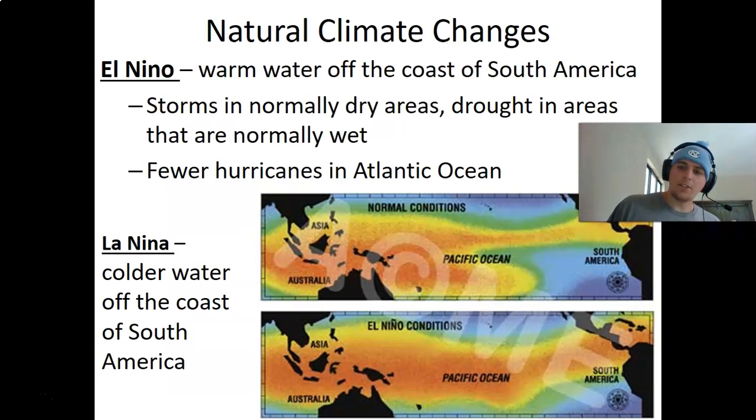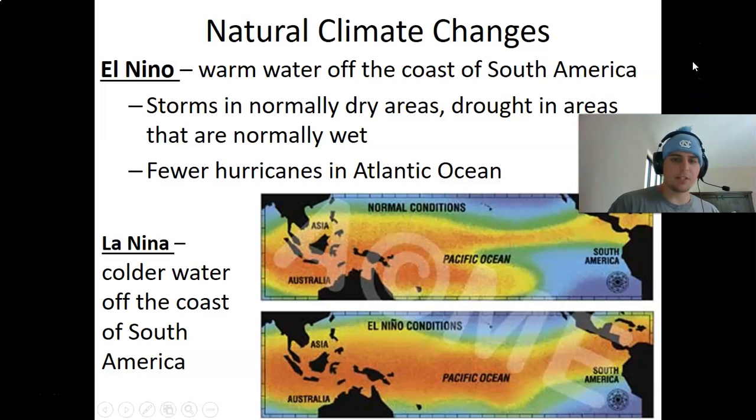We also have things that are climate changes, but they're a little bit more weather related. There are two things called El Nino and La Nina. These are seasonal, cyclical changes that happen year to year. El Nino happens when we have warm water off the coast of South America. Storms occur in normally dry areas, drought in areas that are normally wet, and there are fewer hurricanes in the Atlantic Ocean.